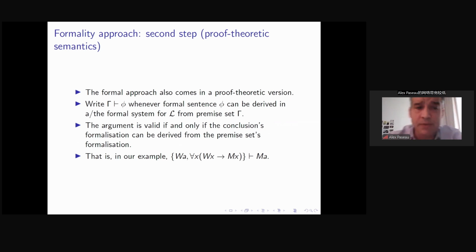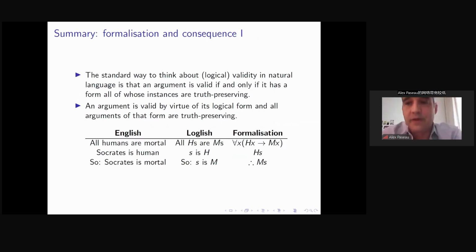So just to summarize the standard approach, the standard way to think about logical validity in natural language is that an argument is valid if and only if it has a form, all of whose instances are truth preserving. And the thought is that an argument is valid by virtue of its logical form, and all arguments of that form are truth preserving, right?